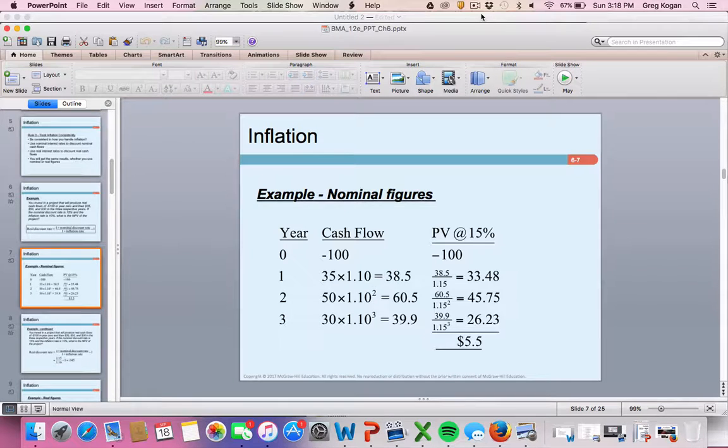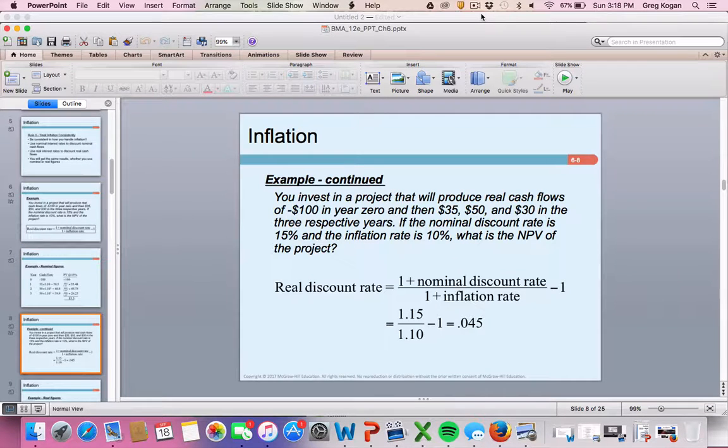And then what is going on here is that we're seeing how much things grow, but then we're discounting by the real rate versus the nominal discount rate. So we're just seeing how things are discounted with the real rate, nominal figures, and real figures.